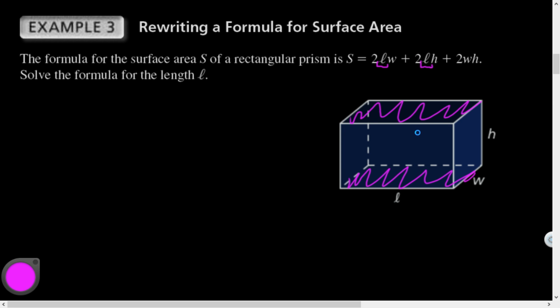All right, so I've got 2 of those, plus 2 times LH. LH is this back wall and this front wall. I've got 2 of those, add up those areas together. And I have W times H is the side of the box, and this side of the box, I've got 2 of those. That's by the 2. So I'm adding them all up.